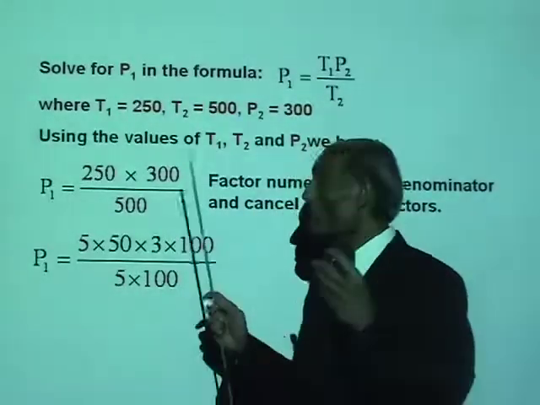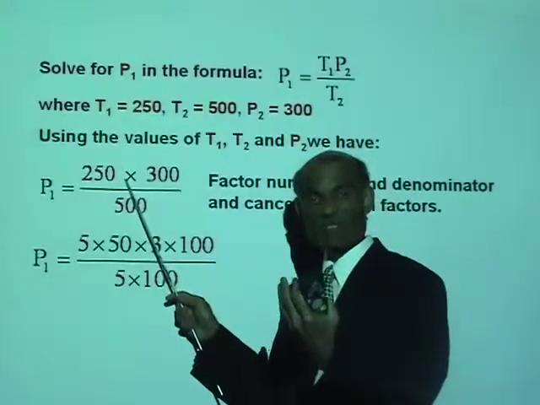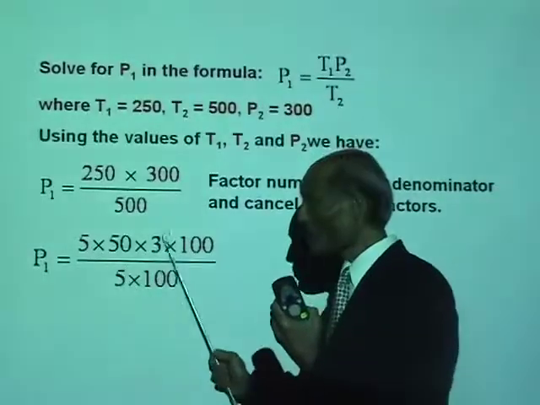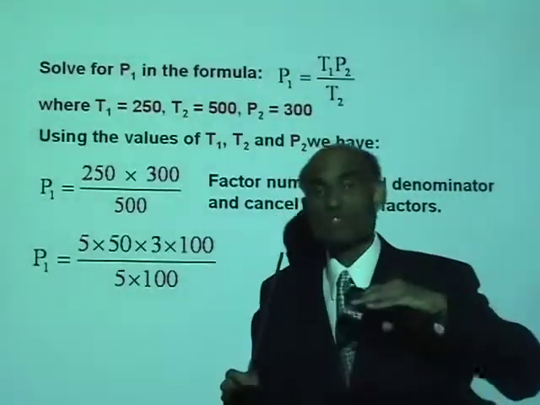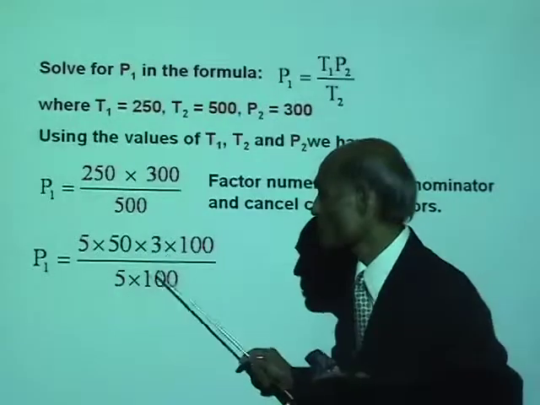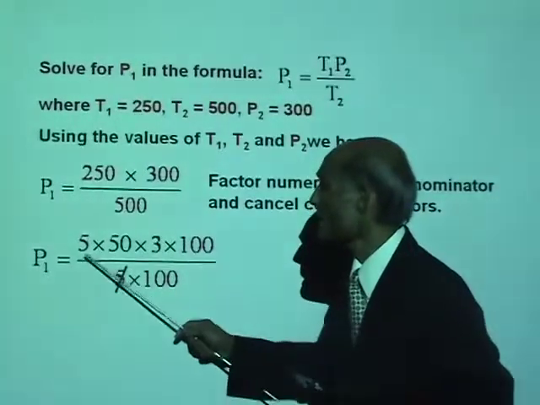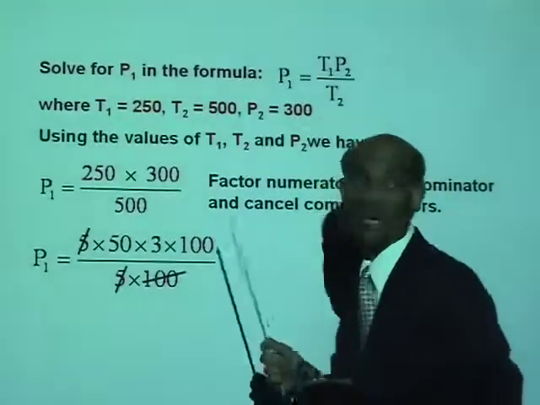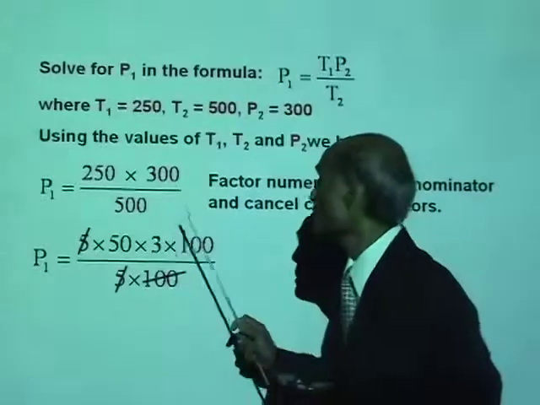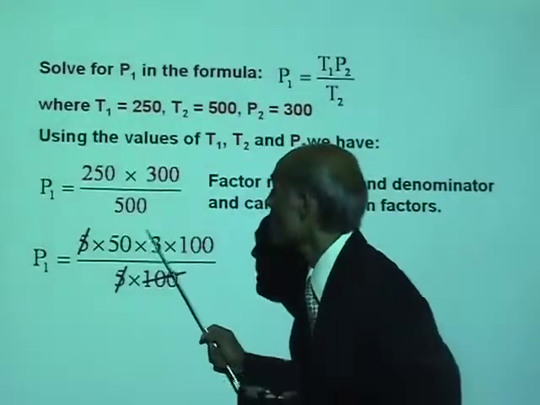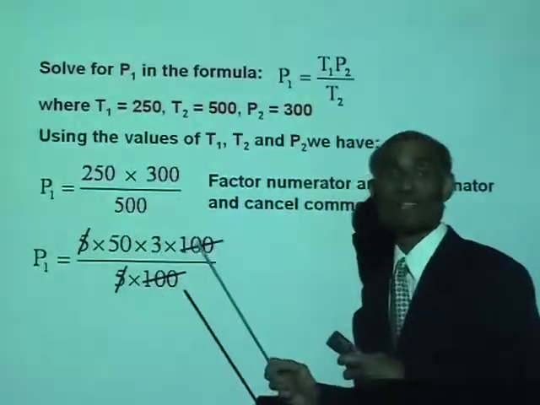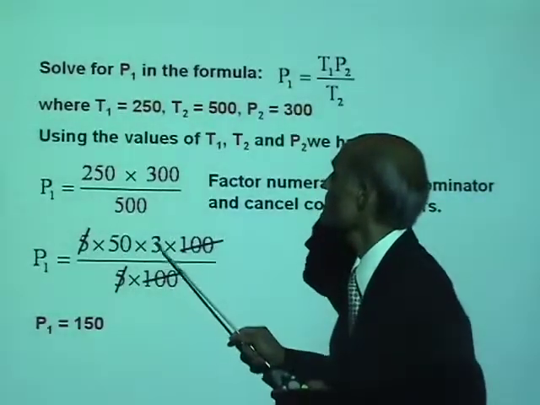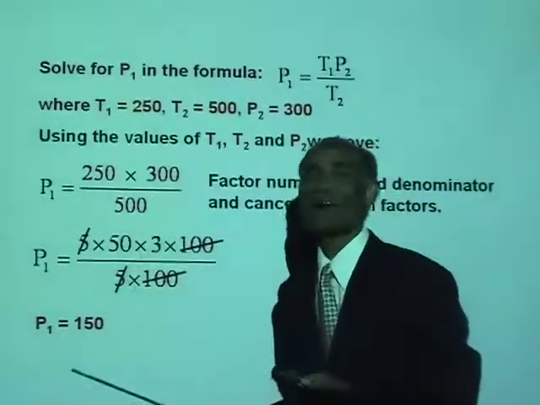Well, you know that replacing the values is not difficult. But once you did that, you need to simplify it. Now look at the way I have factored so that I can conveniently cancel 100. The 5 cancels with that 5. This 100 cancels with that 100. And we are now left with 50 times 3 on the numerator. Is that right? So P1 equal to 50 times 3, that will be 150.